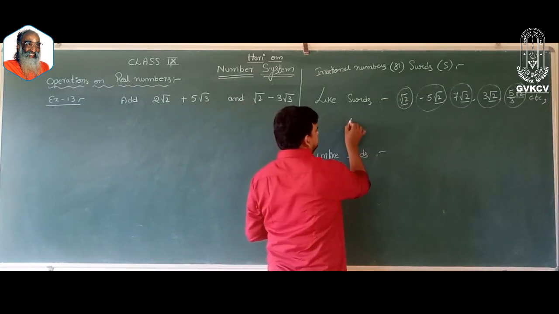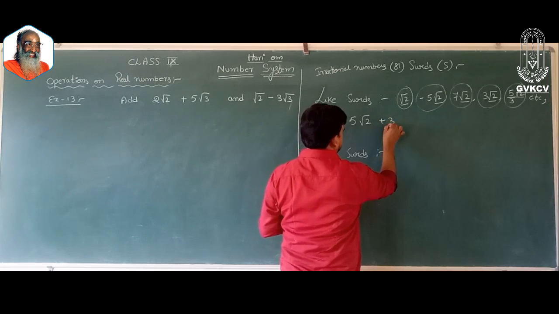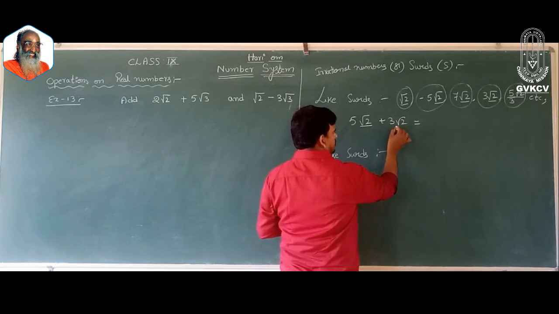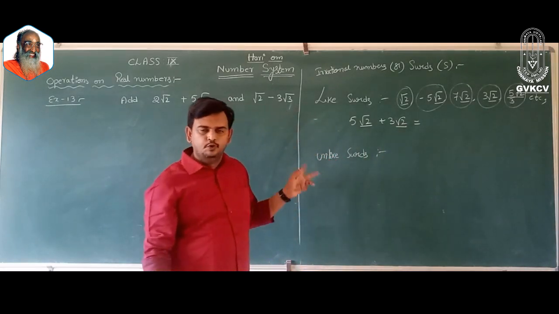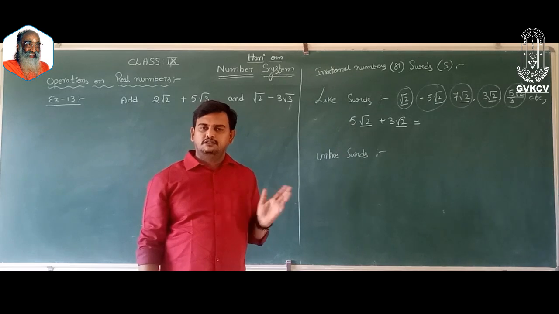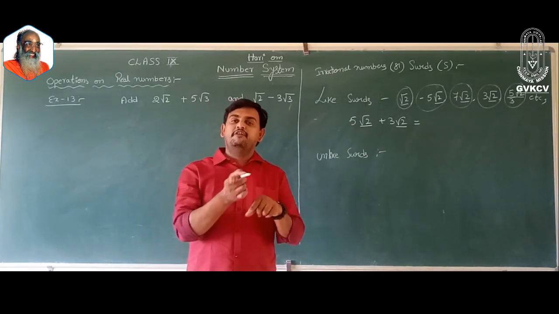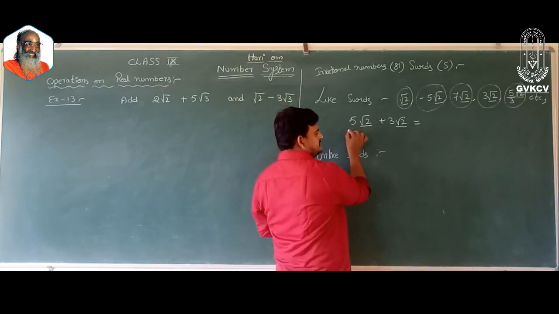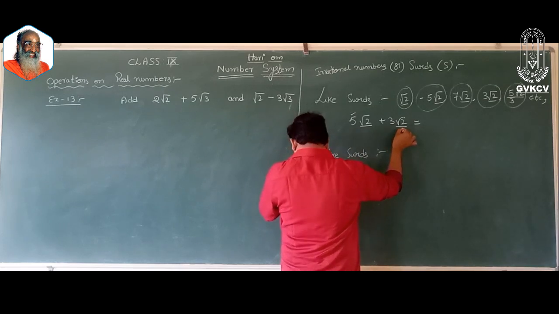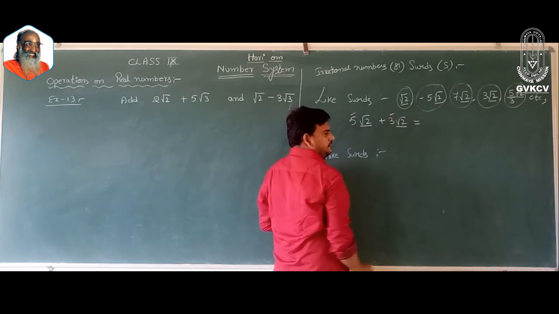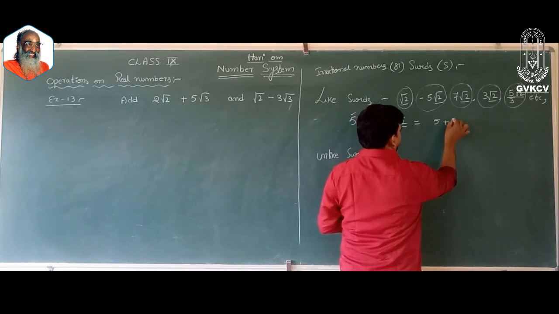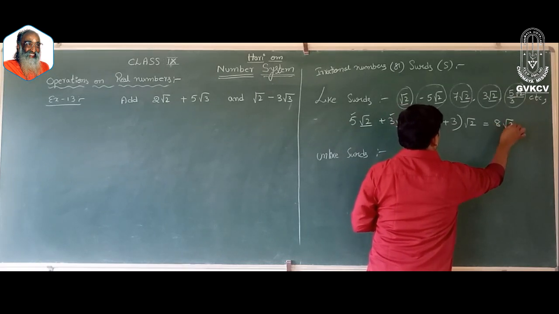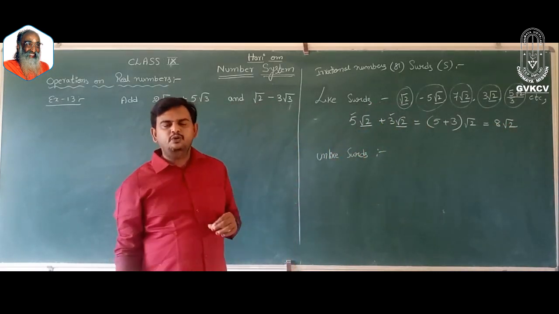How? For example, 5 root 2 plus 3 root 2. Here I have the irrational part root 2, and here the irrational part is also root 2. So both are like surds. Directly I can add. What is to be added? Coefficients have to be added. Here the coefficient of root 2 is 5, and here the coefficient of root 2 is 3. So 5 plus 3 is 8 root 2. That is the way we need to add.